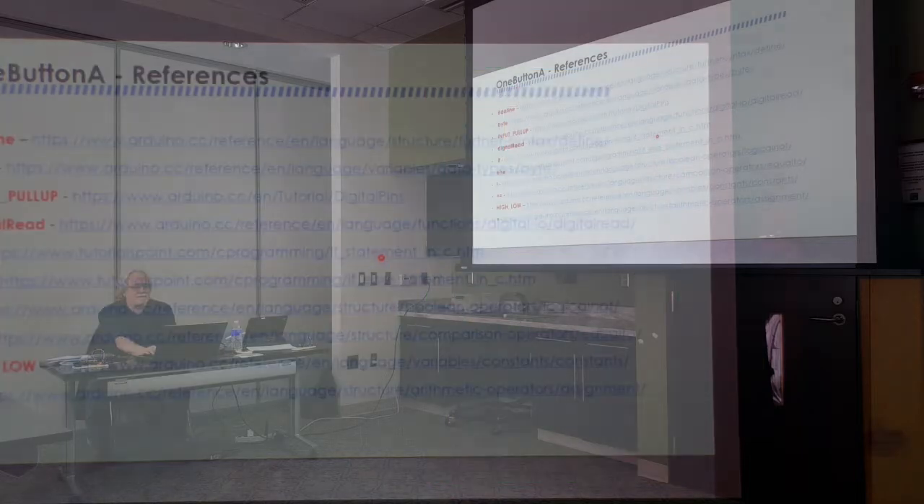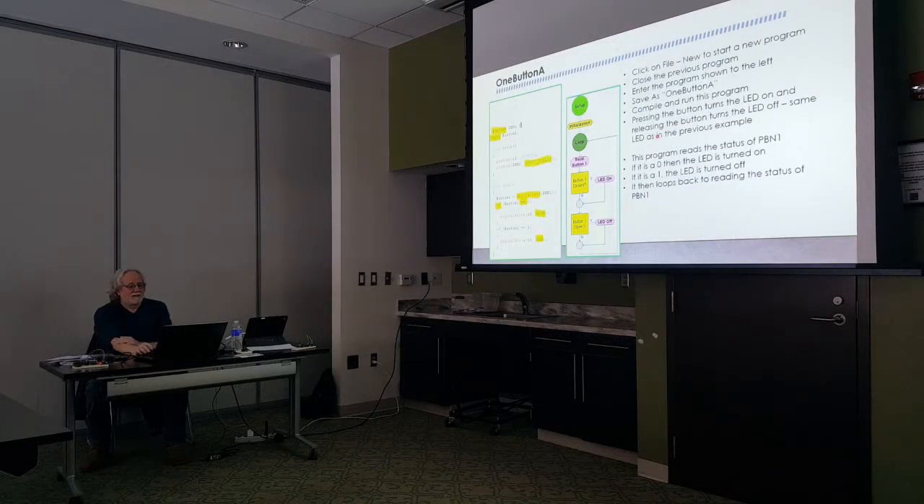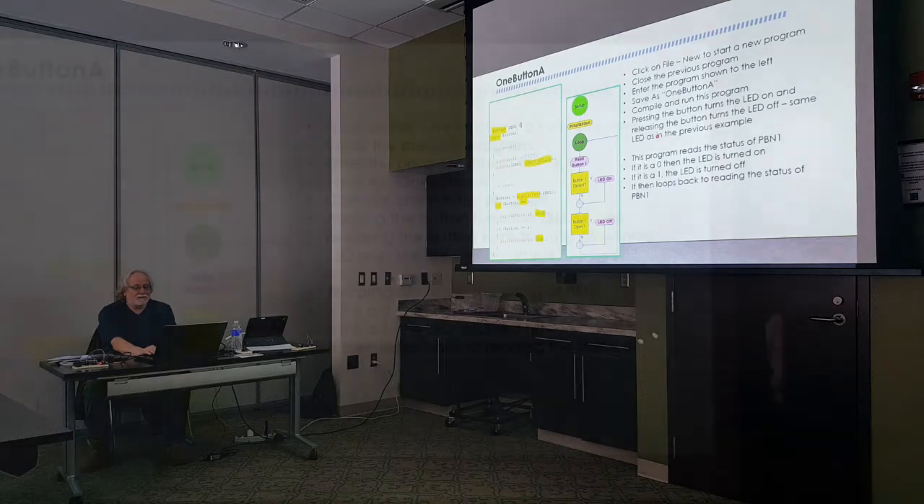There's all the commands and references to them for this. I made 8 or 4 different versions of this just to show you how to use different instructions and different processes to get to the same result. So this reads button 1. If it's closed, it turns on the LED. If it's not closed, it reads the other button.